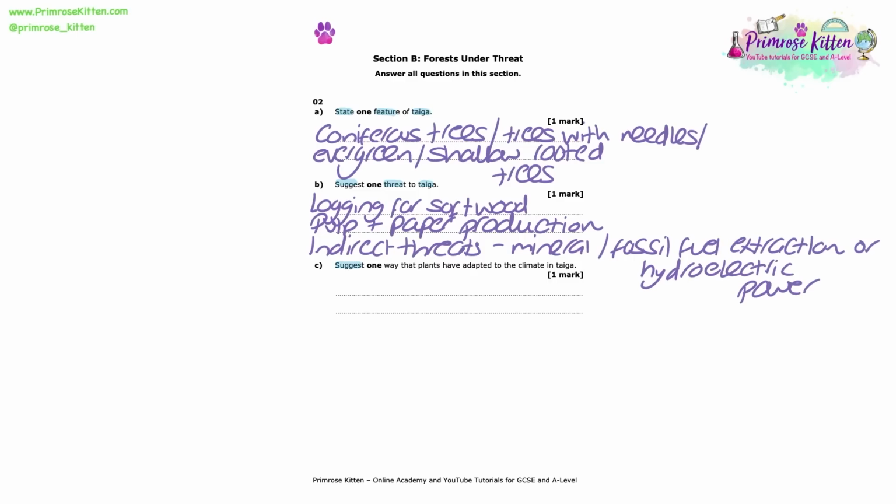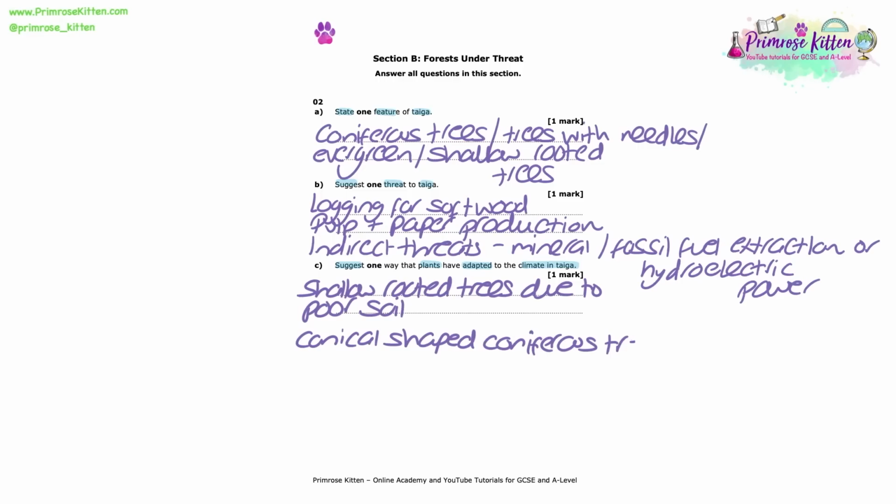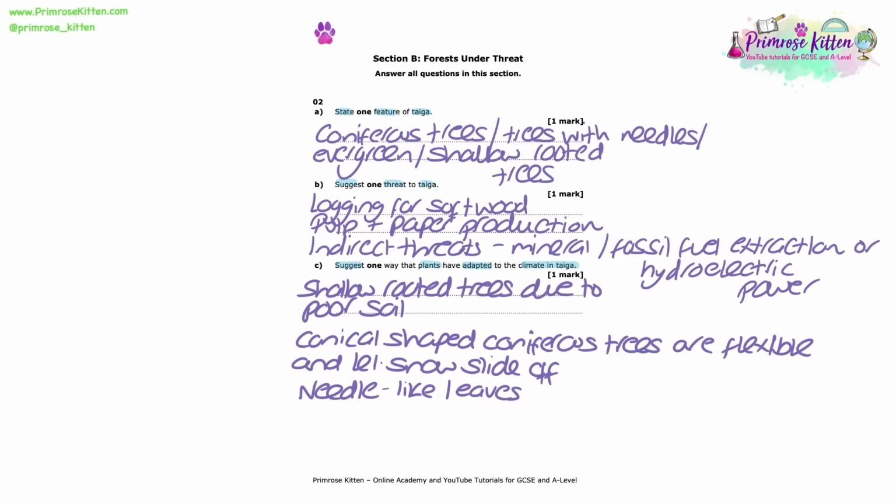Part C. Suggest 1 way that plants have adapted to the climate in taiga for 1 mark. Possible responses here might include that there are shallow-rooted trees due to poor soil, that conical-shaped coniferous trees are flexible and let snow slide off, or that needle-like leaves reduce water loss.